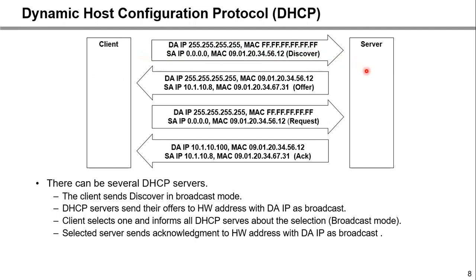Now, when the message is received by the server, it sends an offer with the parameters. But in this case, it specifies the destination MAC address, so that the message or the offer will reach only this client and not the other clients. Now, remember one thing: at this stage, you can't mention the destination IP address. Can you tell me why? Anyone?